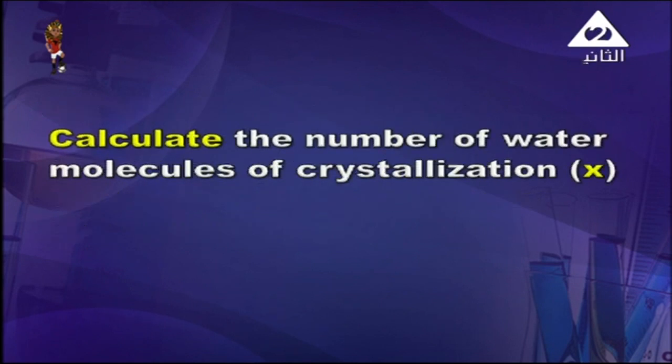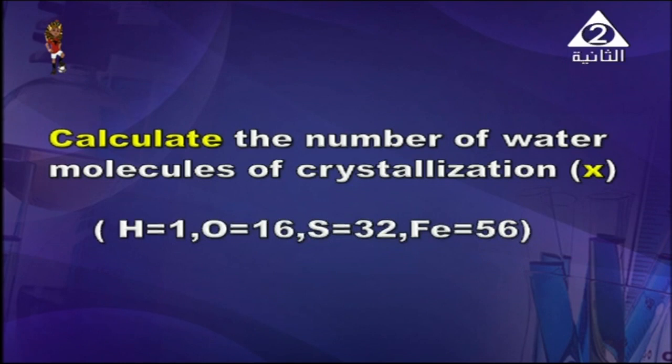What else? He says, calculate the number of water molecules of crystallization X. Is this all? No, you have something else: the atomic masses, O equals 16, H equals 1, S equals 32, Fe equals 56. How can you answer this? There are many different methods for the answer. This is one of them.